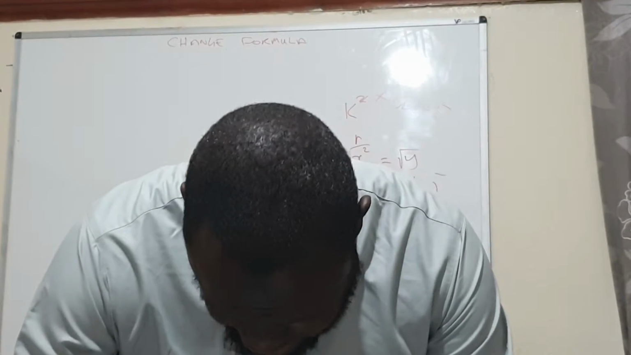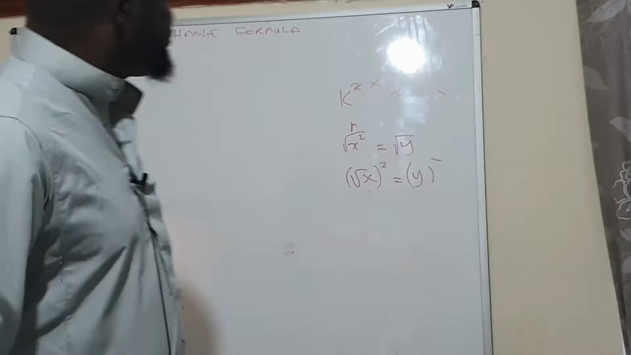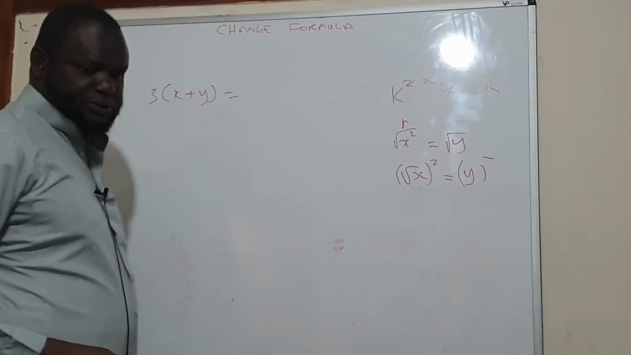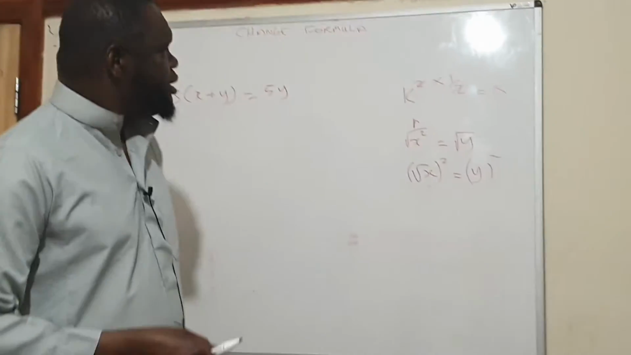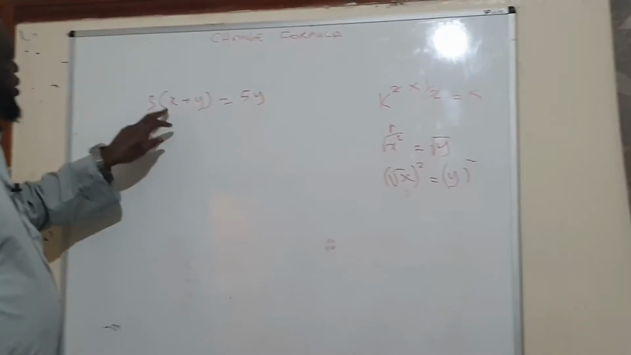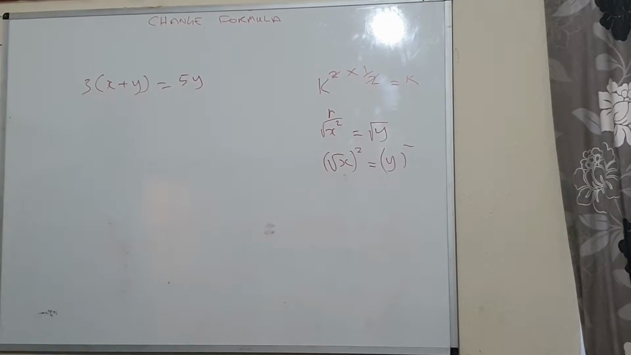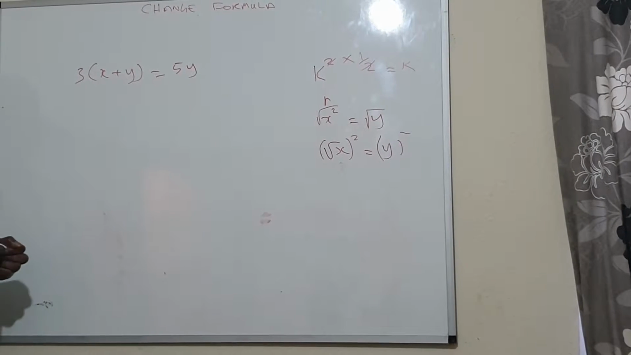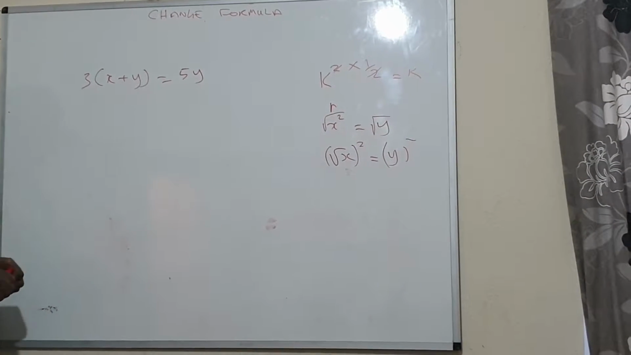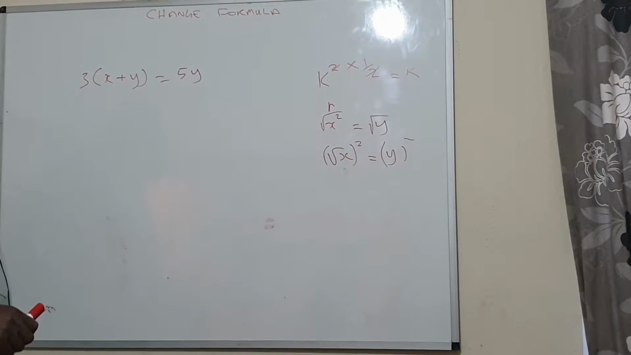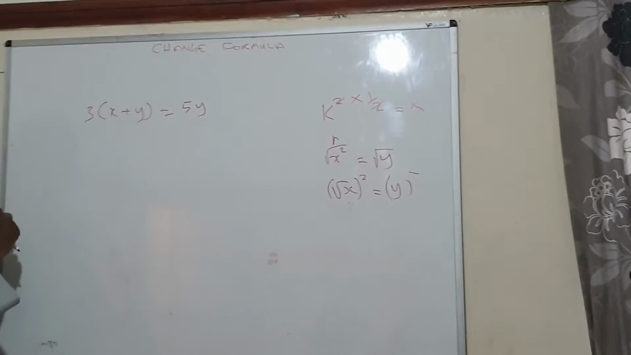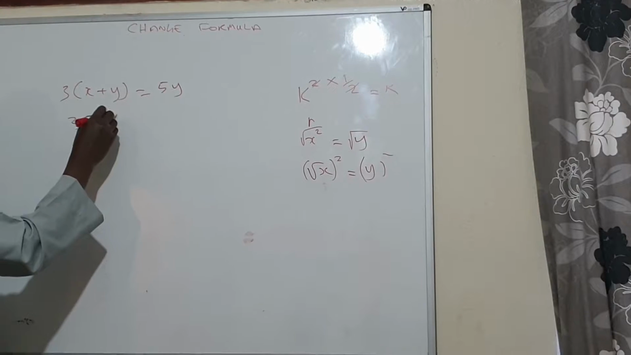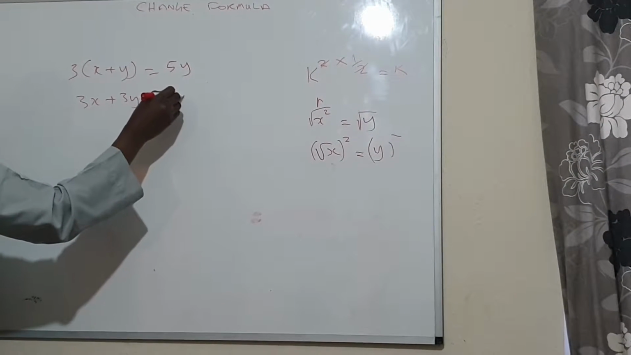Let's indulge ourselves in looking at some difficult ones. 3 into x plus y is equal to 5y. If you look at this superficially, it may look a bit complex, but it's not. In the principle of mathematics called BODMAS, what do we do? We clear the bracket first before everything else. So we have to multiply this out. It will be 3x plus 3y is equal to 5y.